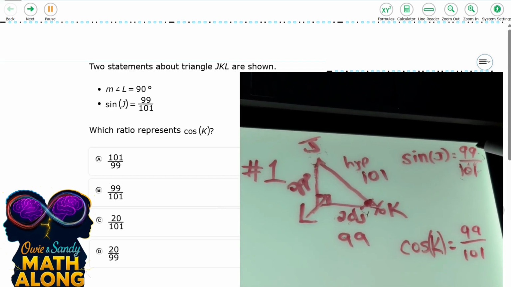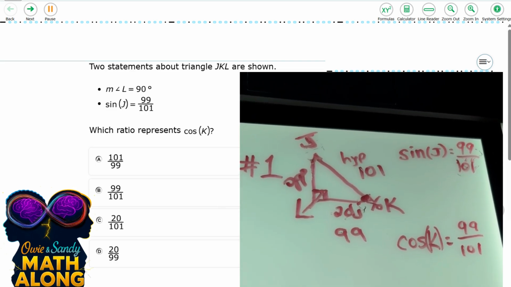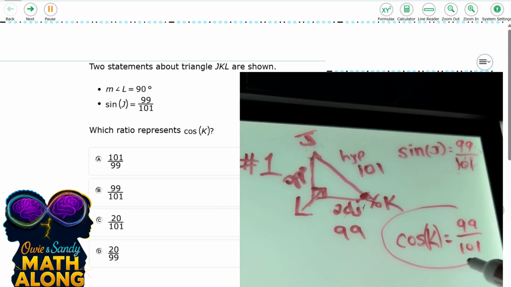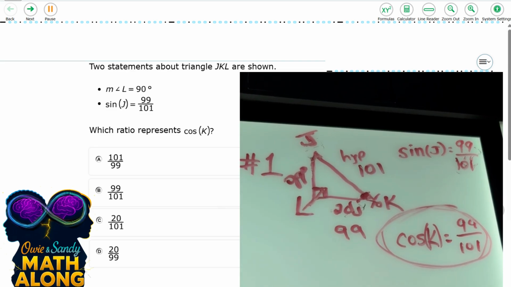But wait, miss, how is it the same answer? Because it is. They wanted to trick you. They wanted to intimidate you. They wanted to confuse you. But I just explained it to you guys. It is the same answer, 99 over 101.